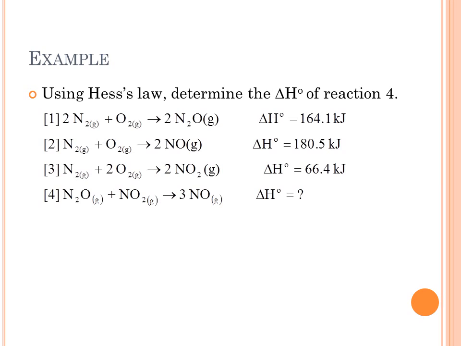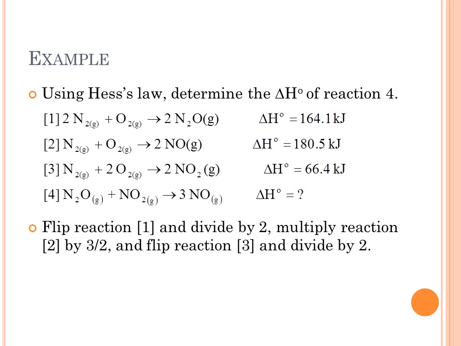66.4 kilojoules is the standard enthalpy. We want all that to add together to be that fourth reaction, N2O plus NO2 forming 3NO. And we want those three reactions to add together to be that fourth one. So how we're going to solve that is to get the N2O on the right side.